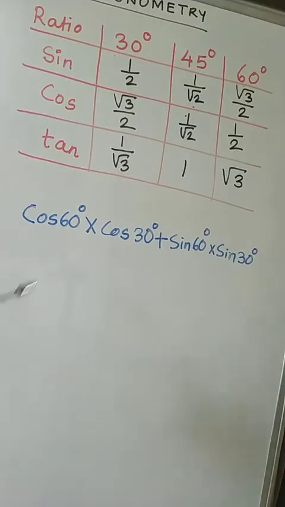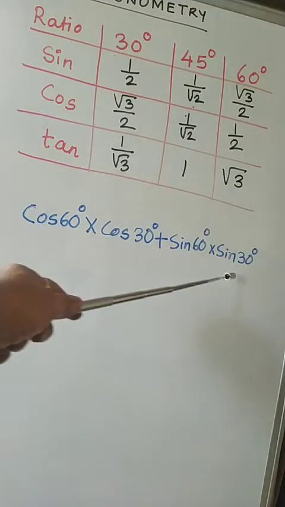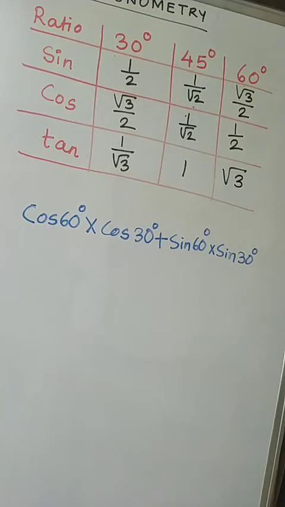So here is a sum with 1, 2, 3, 4 different values and 2 different operations. No problem. It's a very simple sum. Let's do it.